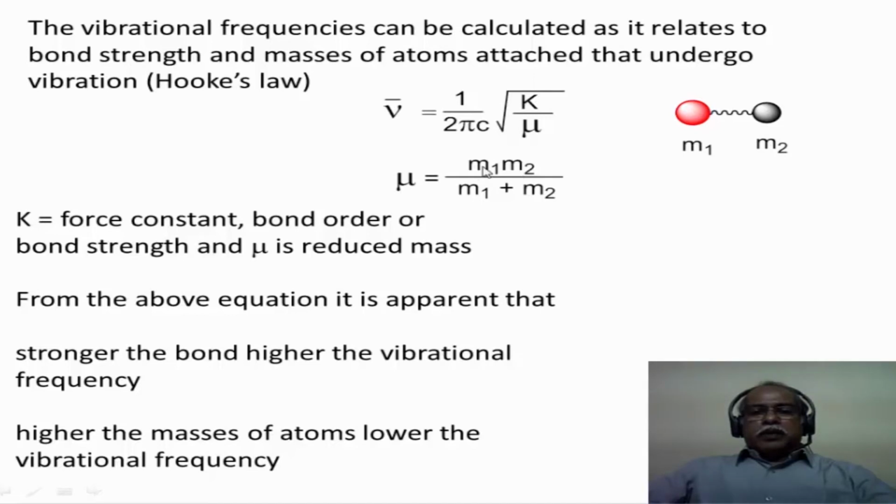And from the above equation, it is apparent that the stronger the bond strength, the higher the vibrational frequency will be. In other words, k and nu are directly related to each other, whereas the higher the mass, the lower the frequency, because the reduced mass is inversely proportional to the wave number or the frequency of the vibration. So these are the 2 important parameters, namely the force constant, which is related to bond order or bond strength, and the reduced mass, which is related to the masses that are connected to the bond that we are considering for the stretching motion purposes.